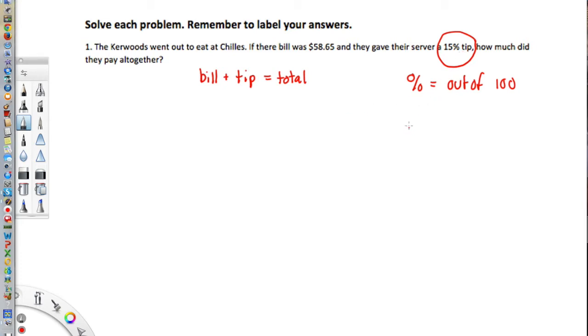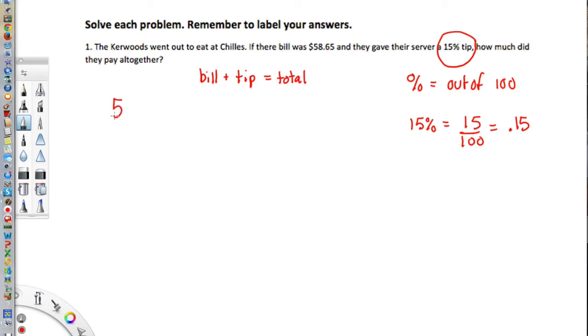So 15% really is 15 out of 100. And if you read this correctly, it's 15 hundredths, which is also a decimal, which makes life easier when we're multiplying. Okay, so I know that I have a 15% tip. That means 15% of my bill. And when you say of something, any percentage of something, or fraction of something, or decimal of something, of indicates that we're going to have to multiply.